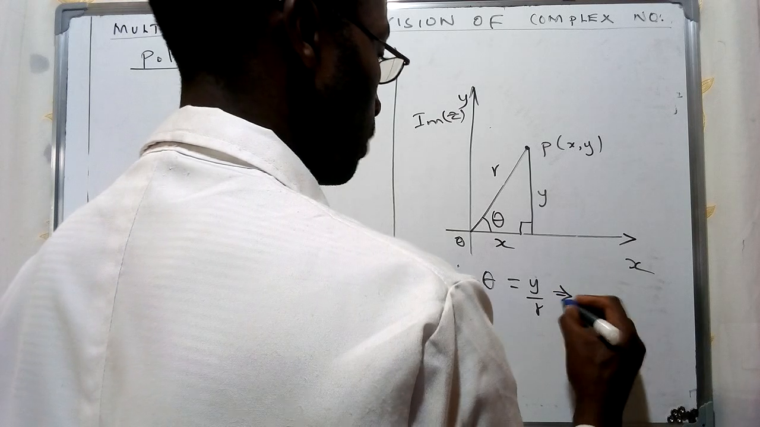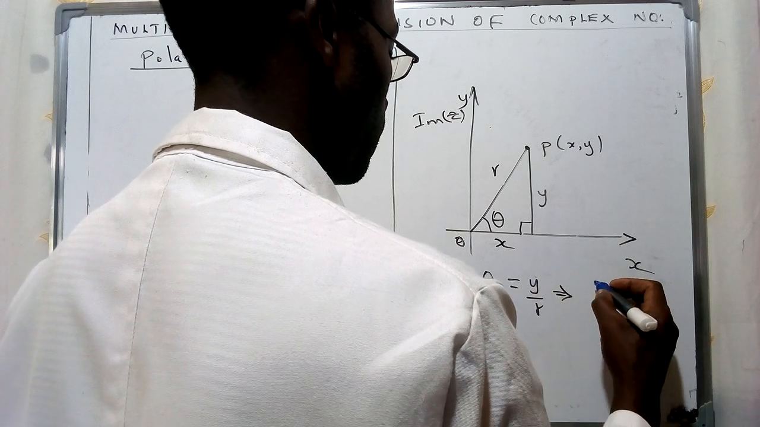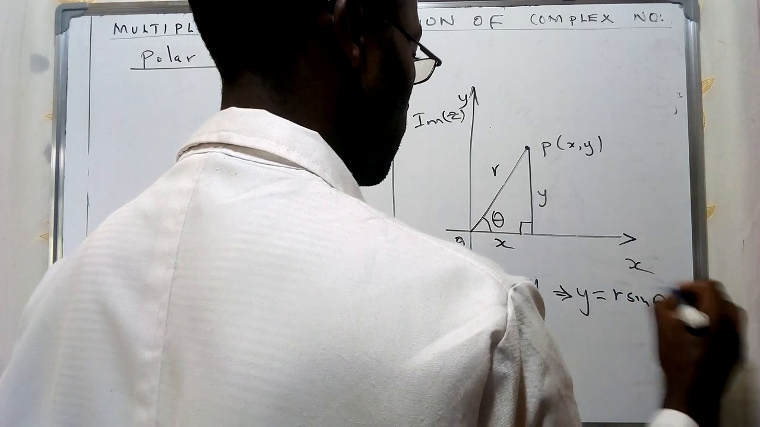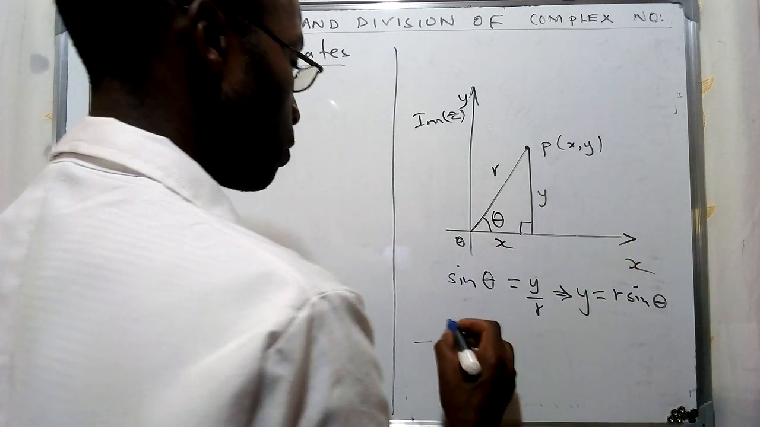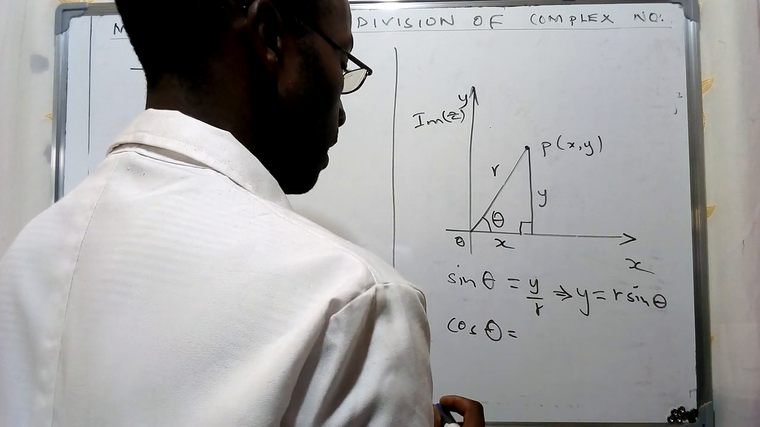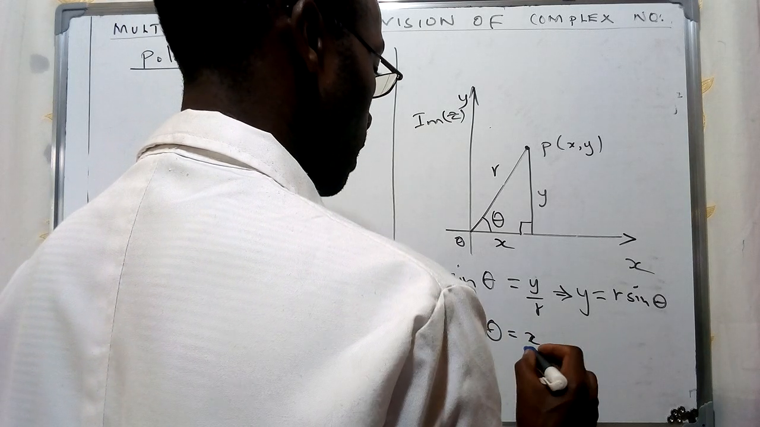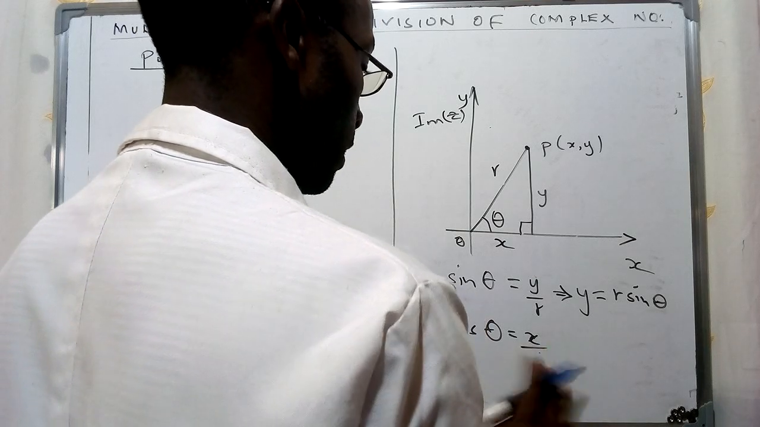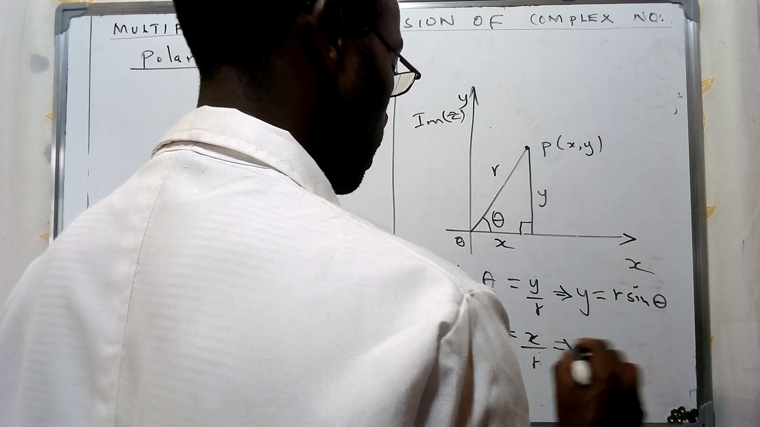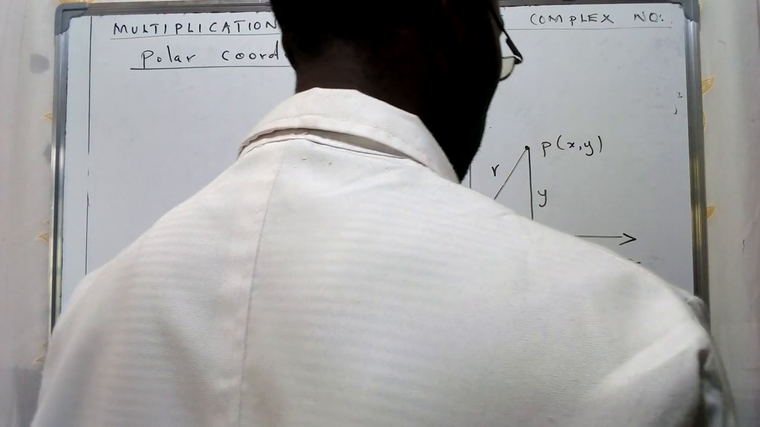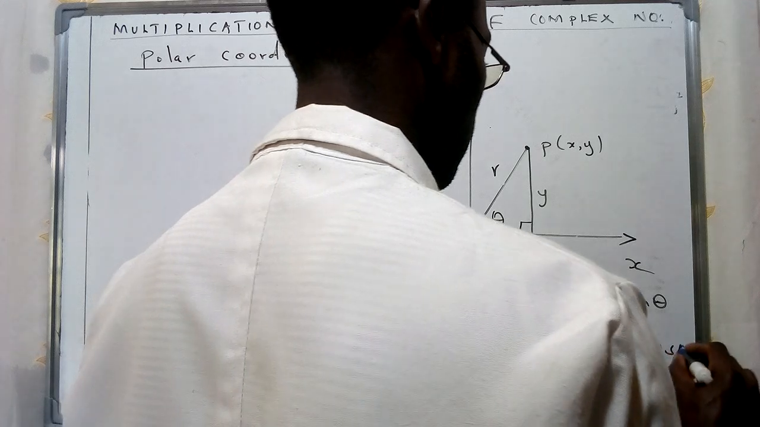So this implies that we're going to have this specific component given in terms of y equal to r sine theta. And then we're going to have the component of the cosine of theta given as adjacent, which is x, all over the hypotenuse, given as r. So in a sense, we are going to have this component x represented by r cosine theta as such.